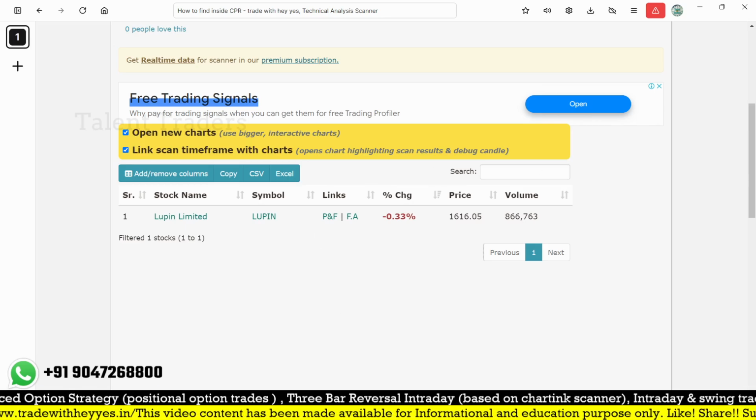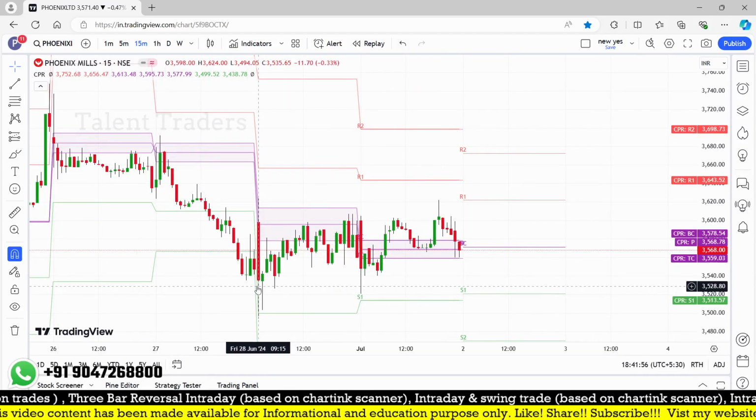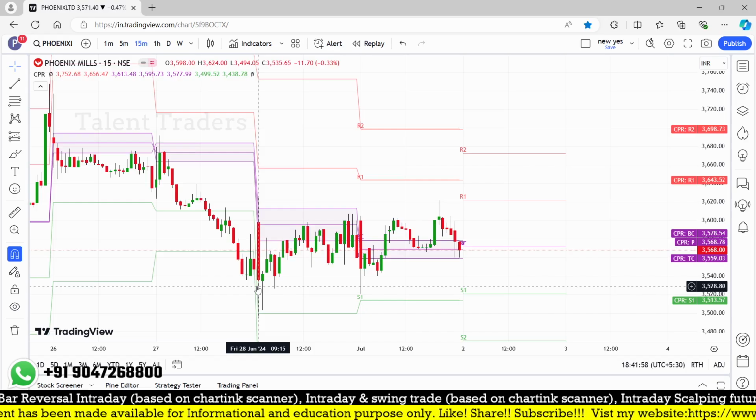So with simple logic we created the scanner and reduced our searching time, and it will help you find intraday trade opportunities.